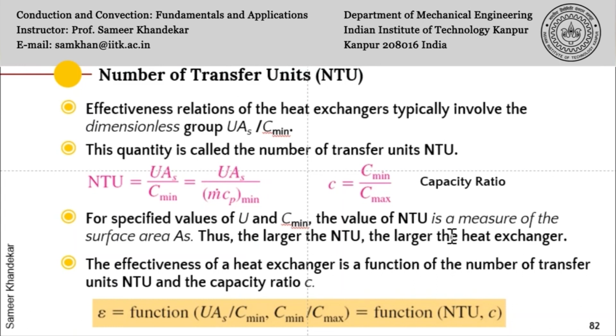So now you can immediately see that the NTU as a non-dimensional parameter is a function of effectiveness of the heat exchanger and vice versa. So the effectiveness of the heat exchanger is a function of the number of transfer units and the capacity ratio. This is a very interesting and important outcome of this analysis, which started with the simple energy equation and trying to find out the mean temperature difference between the two fluids.